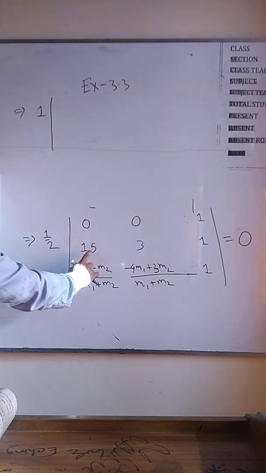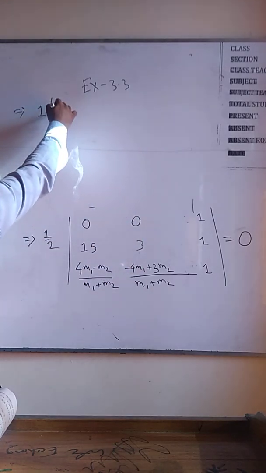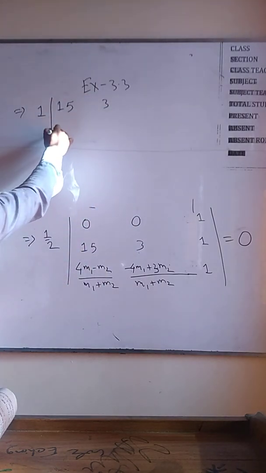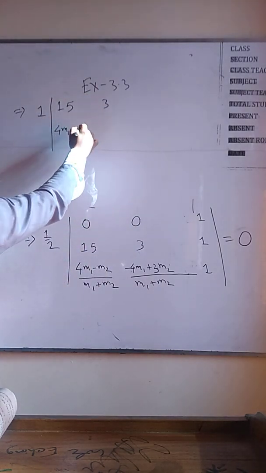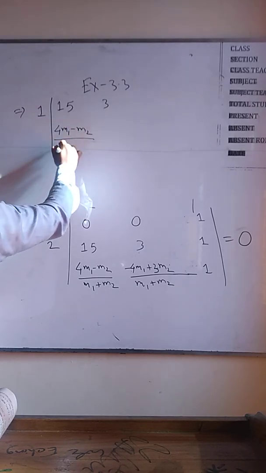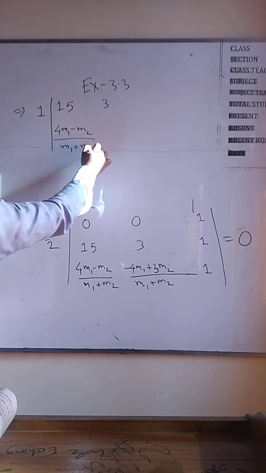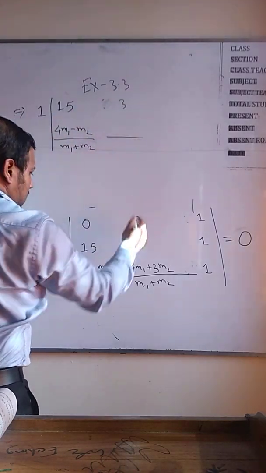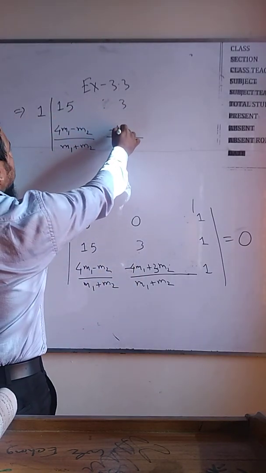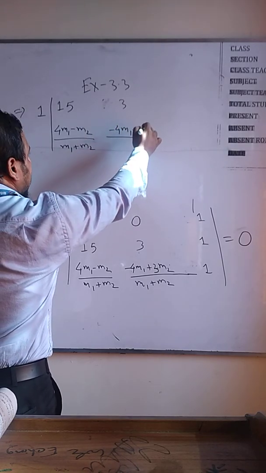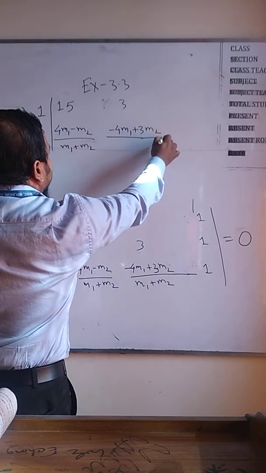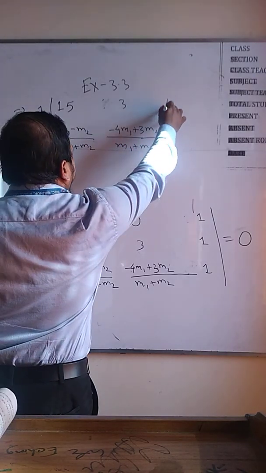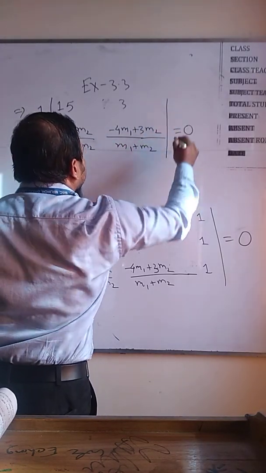So that means we have 15 and 3, and it is (4m1 minus m2) divided by (m1 plus m2), and it is (minus 4m1 plus 3m2) divided by (m1 plus m2), is equal to 0.